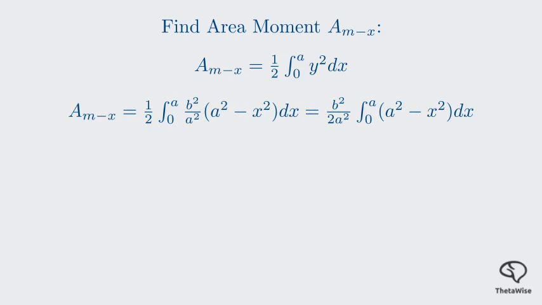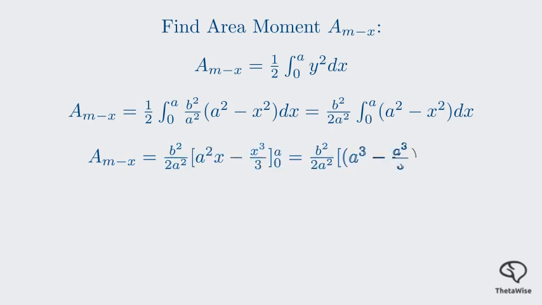Integrating term by term, we get a squared x minus x cubed over 3. Evaluating this from 0 to a, we plug in a and subtract 0, which gives a squared times a minus a cubed over 3. This simplifies to b squared over 2a squared times 2a cubed over 3, which equals b squared times a over 3.